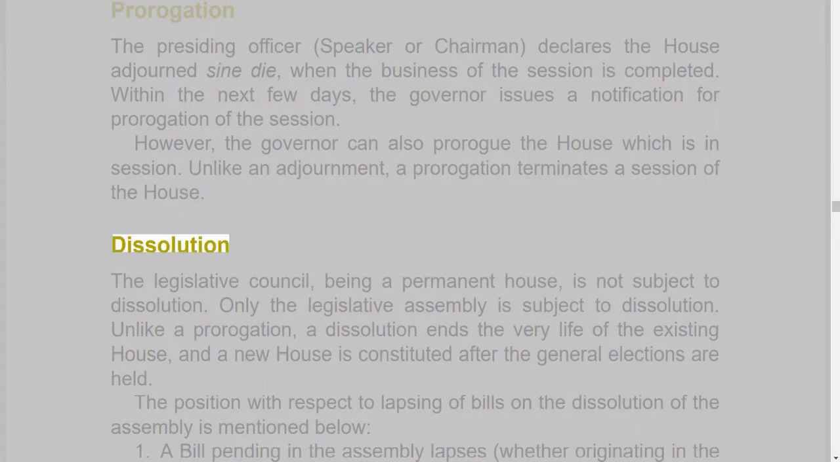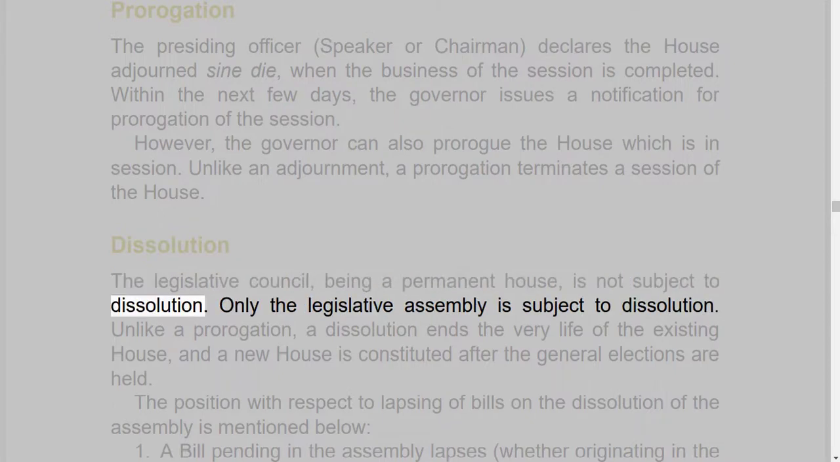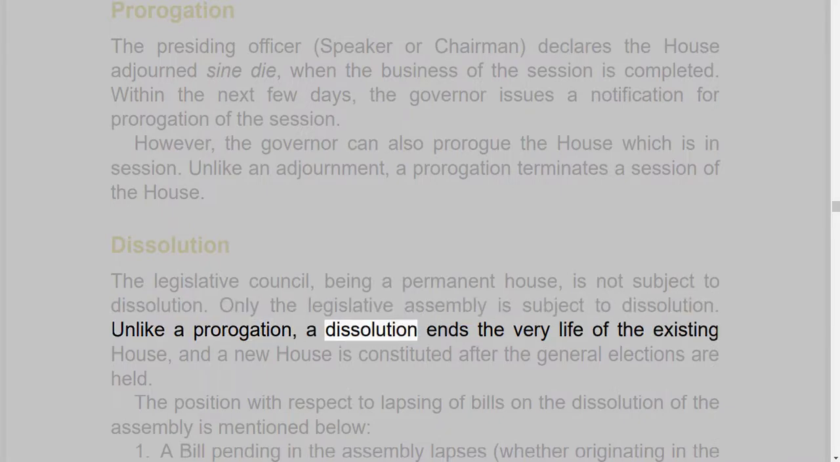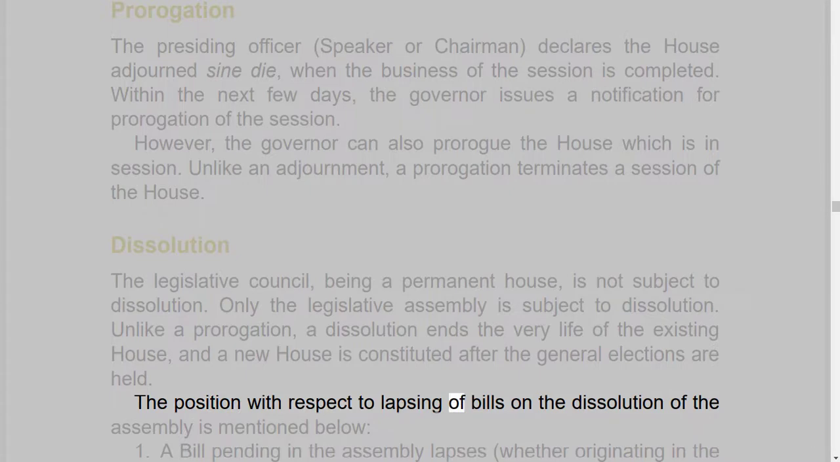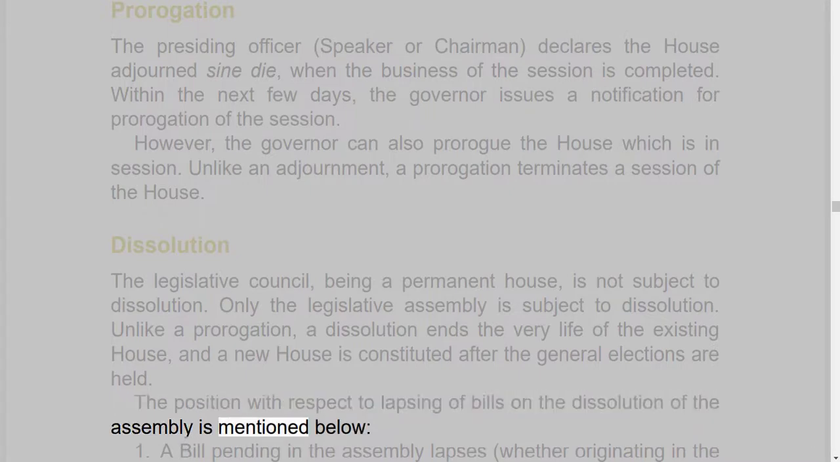Dissolution. The Legislative Council, being a permanent house, is not subject to dissolution. Only the Legislative Assembly is subject to dissolution. Unlike a prorogation, a dissolution ends the very life of the existing House, and a new House is constituted after the general elections are held. The position with respect to lapsing of bills on the dissolution of the Assembly is mentioned below.